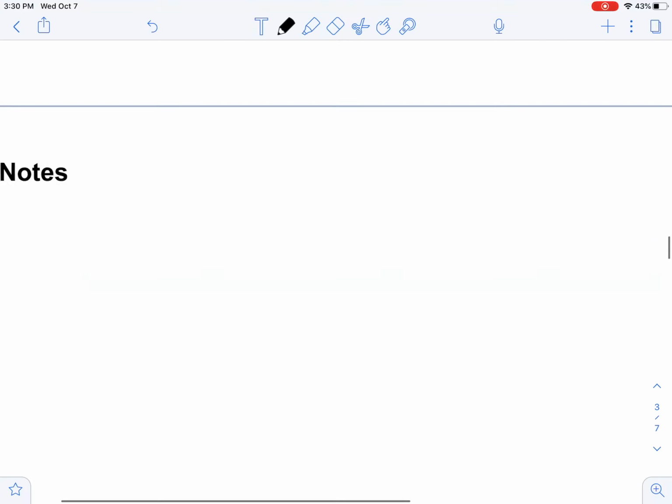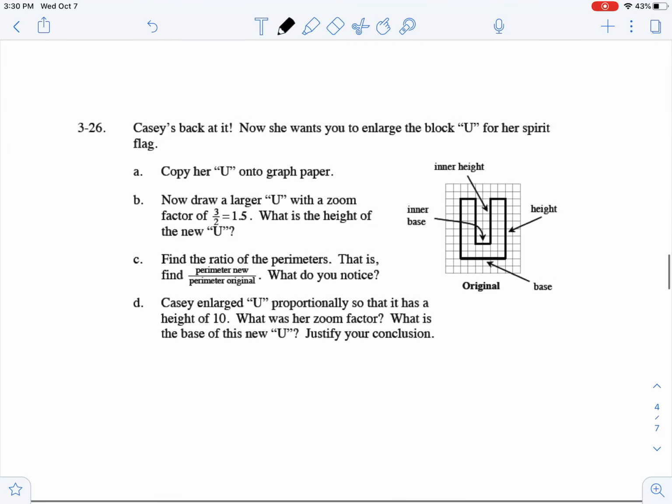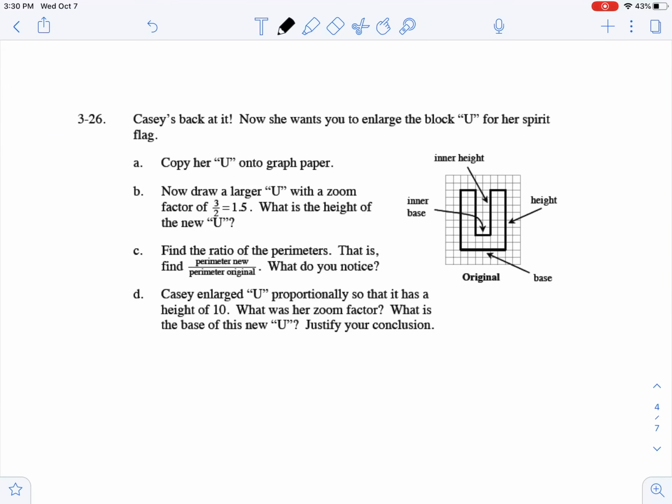Okay, now we're going to take a look at some perimeter problems. All right, Casey's back at it. If you did yesterday's assignment, Casey was graphing some C's. Today she's enlarging a U. It says copied onto graph paper and now enlarge the U with a zoom factor of 1.5.